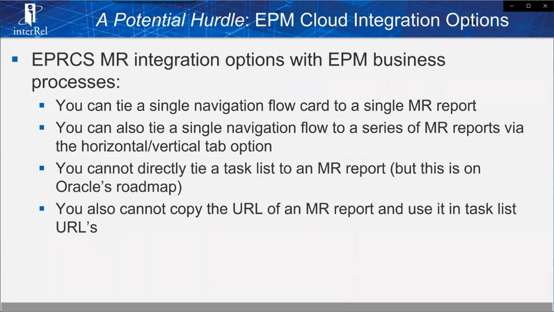So what you can also do is create a navigation flow that has a series of MR reports in it, utilizing the horizontal or vertical tab options within navigation flows. Then what could happen is your users log into Planning Cloud or FCCS or whatever, and they see a card that basically says, these are all your reports. They can go in there and find all of their different MR reports through the horizontal and vertical tab options. That's probably your best option, to be honest, at least right now. The next thing that's important to know is end users cannot use a task list to go directly to an MR report.